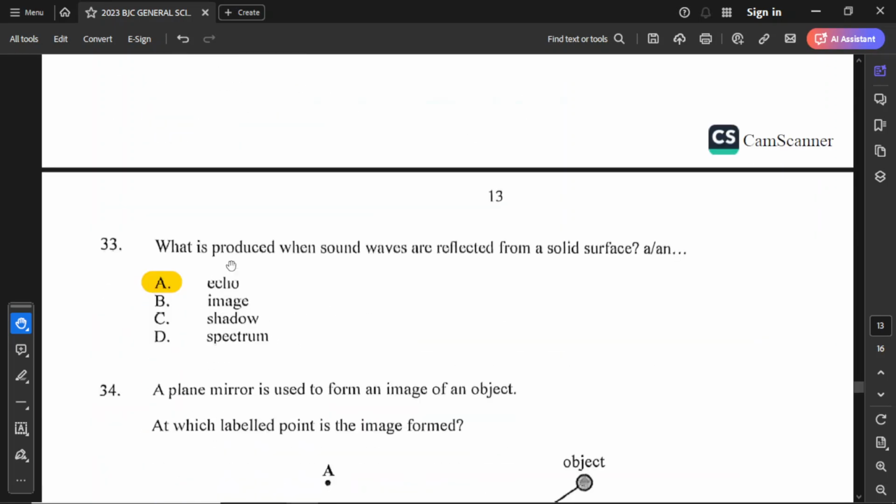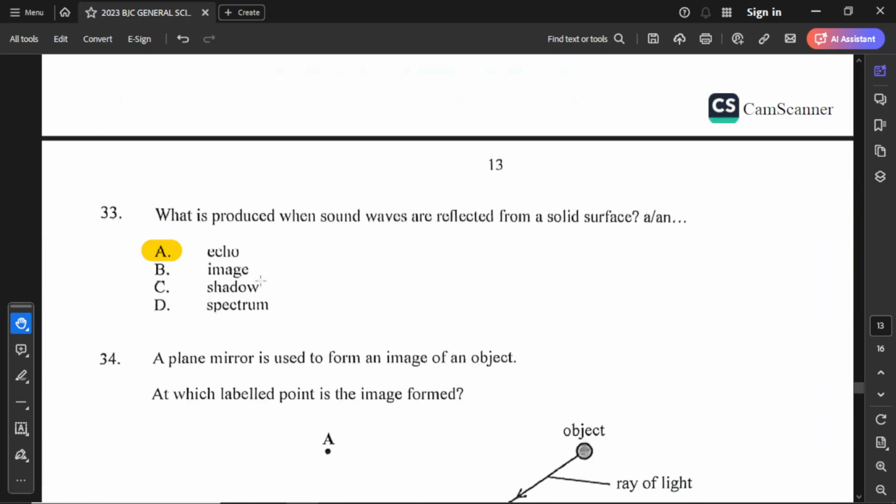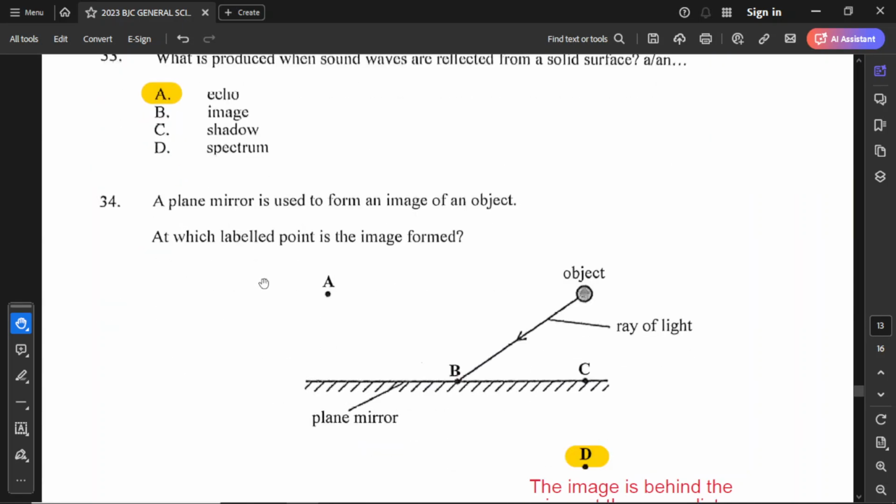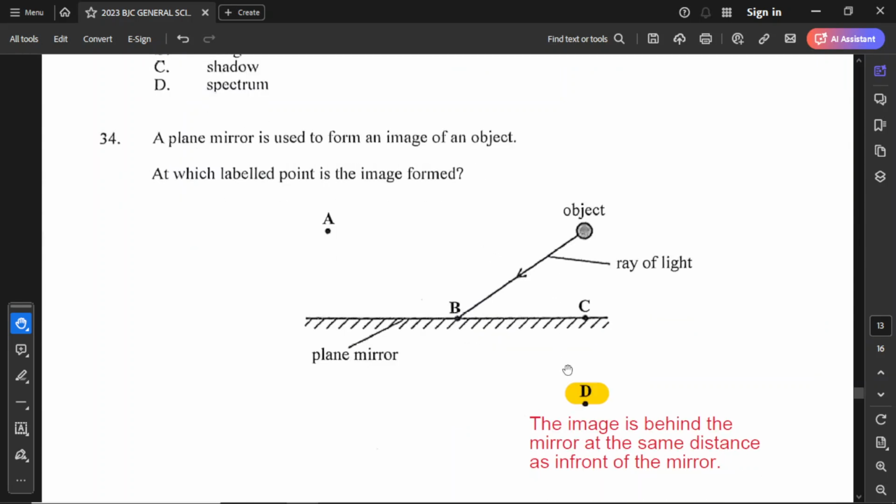33, what is produced when sound waves are reflected from a solid surface? An echo is formed. So A is the correct answer right there. For 34, a plane mirror is used to form an image of an object. At which labeled point is the image formed? The image is formed at D, because the image is formed behind the mirror at the same distance.